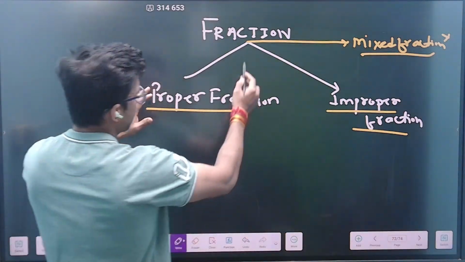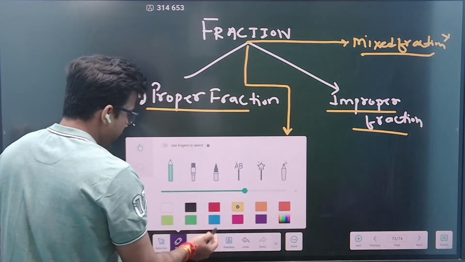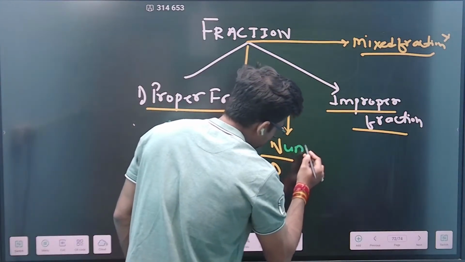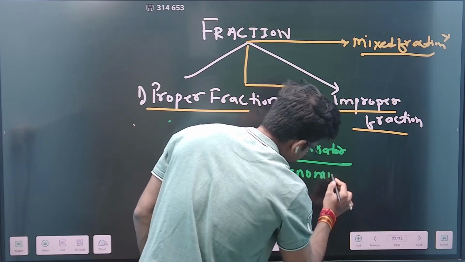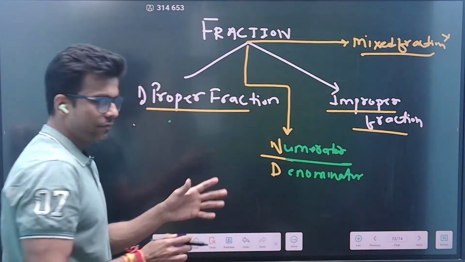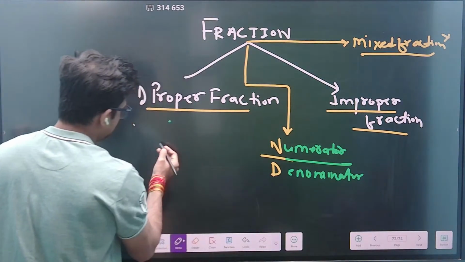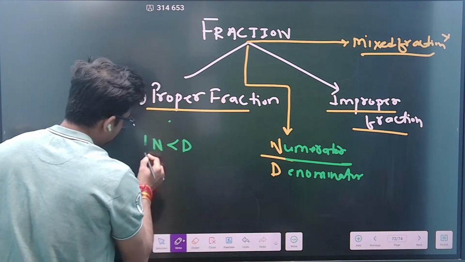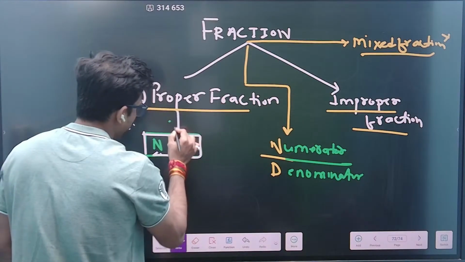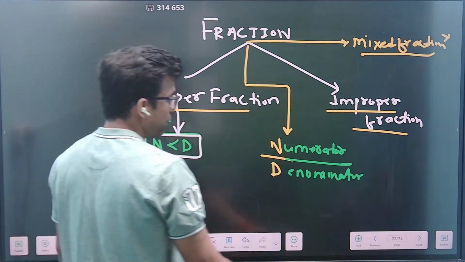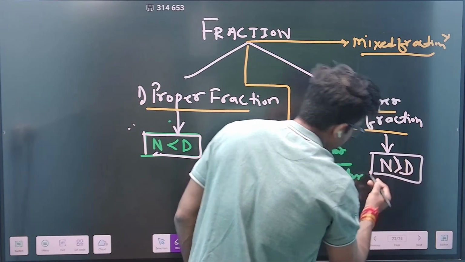So guys, every fraction has two parts, which are called numerator and denominator, correct? This is having the numerator and this is having the denominator. Now suppose my numerator is less than the denominator, then my fraction is called a proper fraction. When my numerator is greater than the denominator, then my fraction is called an improper fraction.